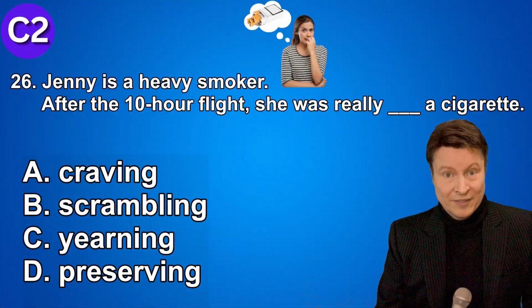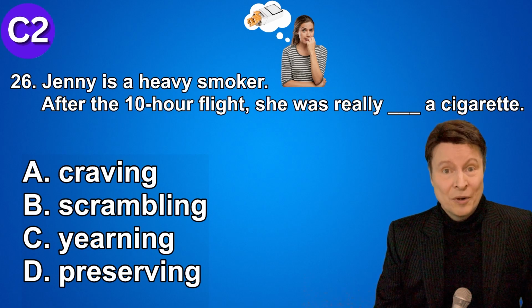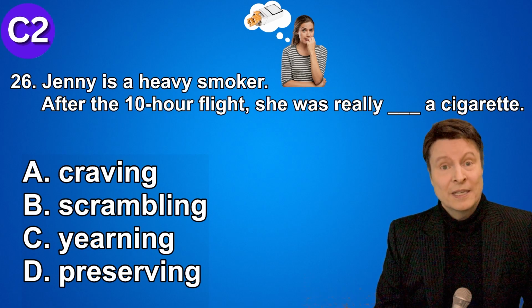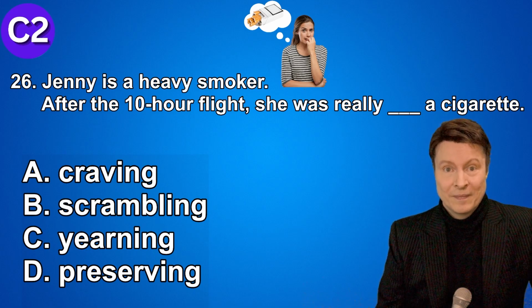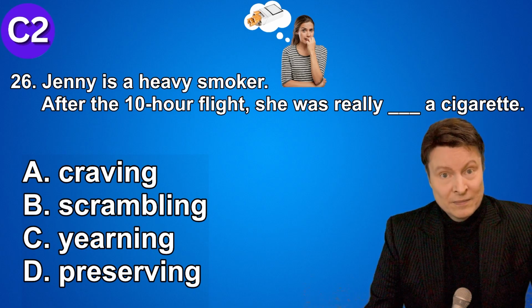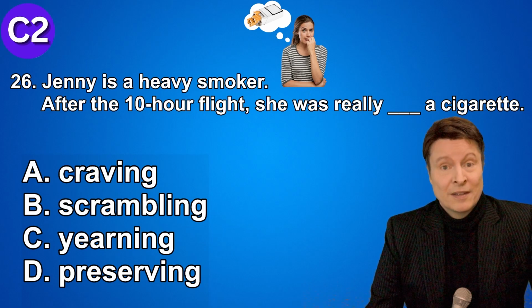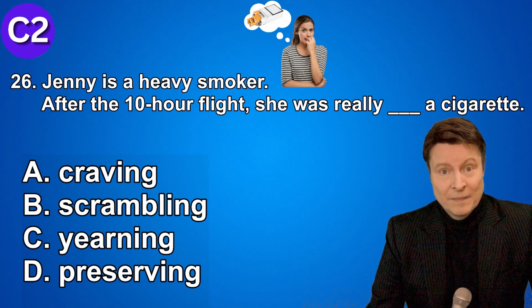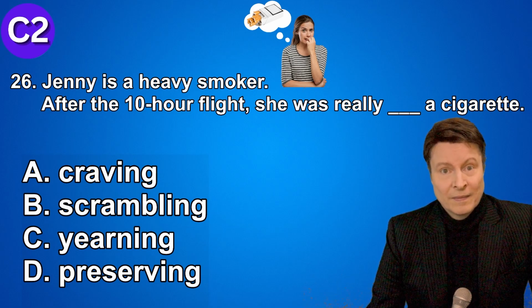Number 26. Jenny is a really heavy smoker. After a 10-hour flight, she was really a cigarette. A, craving. B, scrambling. C, yearning. D, preserving.